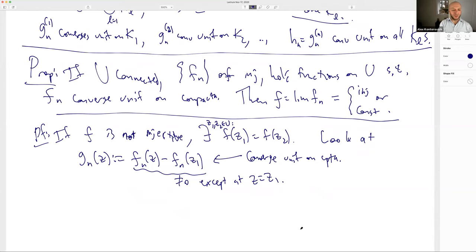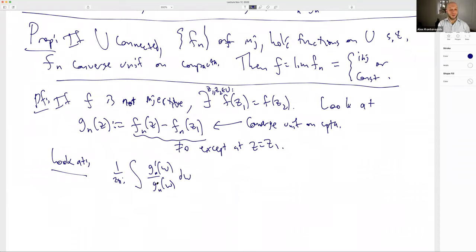Okay? So now, if the limiting function, how shall I put this? Let's look at the integral of gn prime over gn of w dw, times 1 over 2 pi i. This will be the number of zeros minus the number of poles, by the argument principle. There's no poles, so this is just the number of zeros. You guys remember this? And I want to take this over a ball of radius some fixed epsilon about z2. So I have z1. Here's U, wherever it is. Here's z1, the place where all of these gn's have a zero, and I take some other point z2.